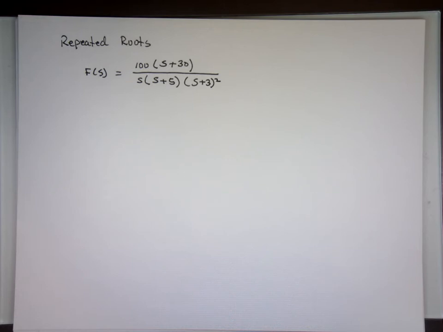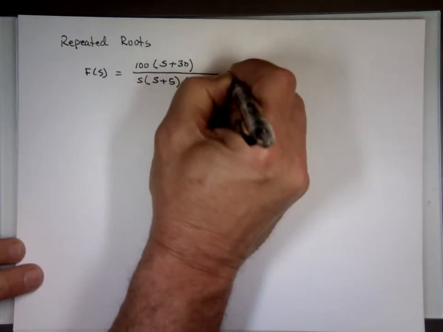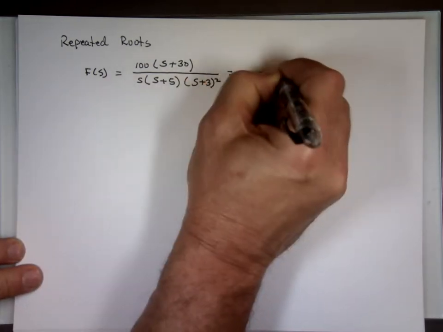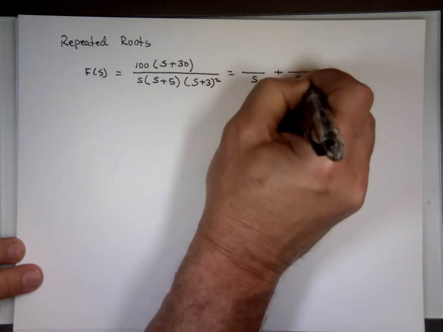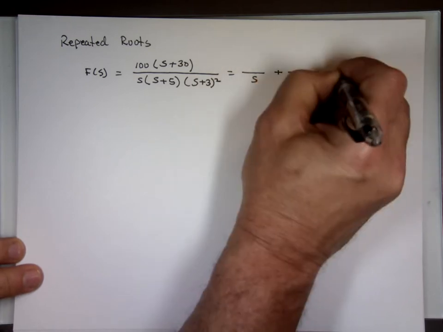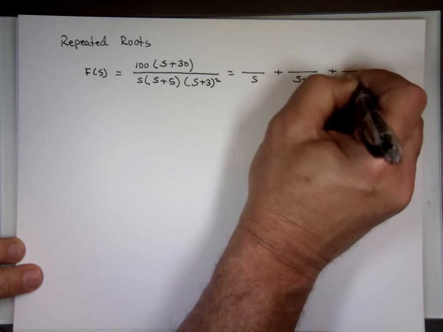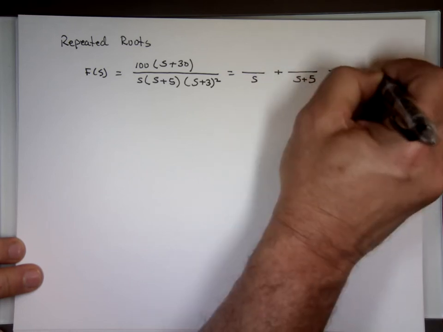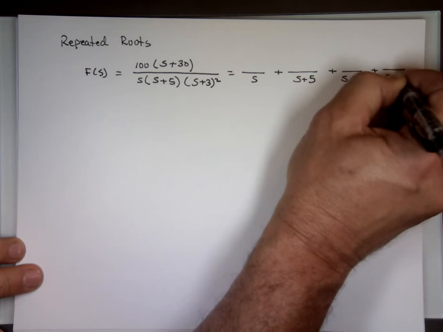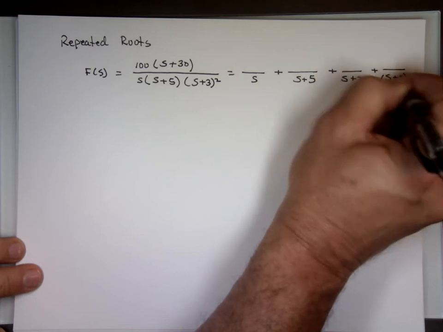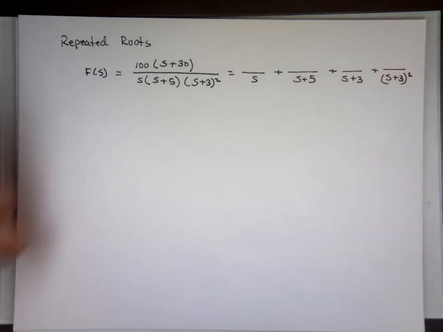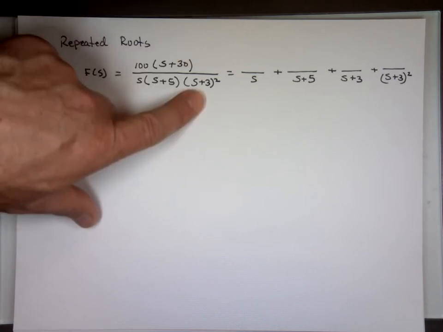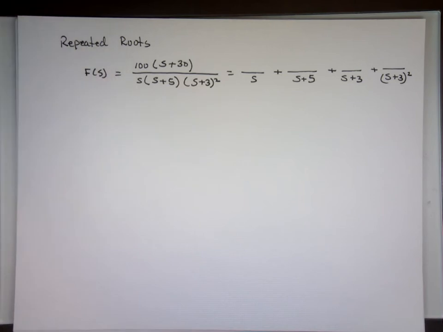I don't know why I use 5s. My 5s and s's look the same. So I can break it down to something over s, something over s plus 5, something over s plus 3, because you have repeated roots, and something over s plus 3 squared. You care that it was s plus 3 on top, s plus 30. Well, if it's s plus 3, cancel one of these. I don't want to cancel them, right? Because then you don't have repeated roots.